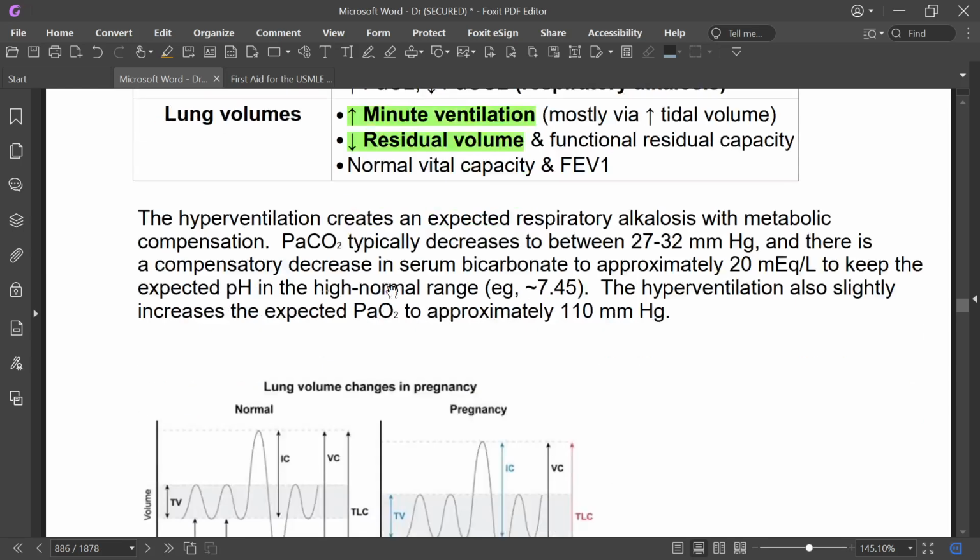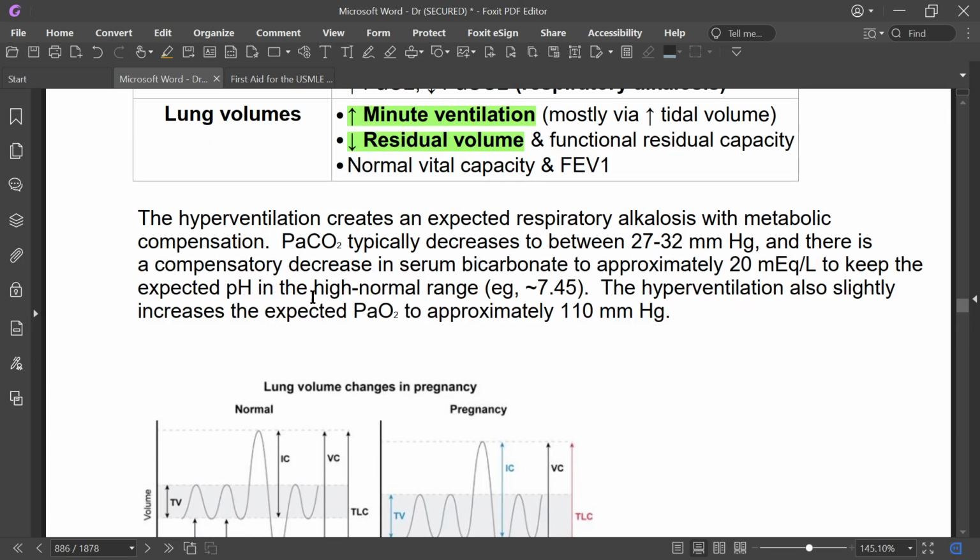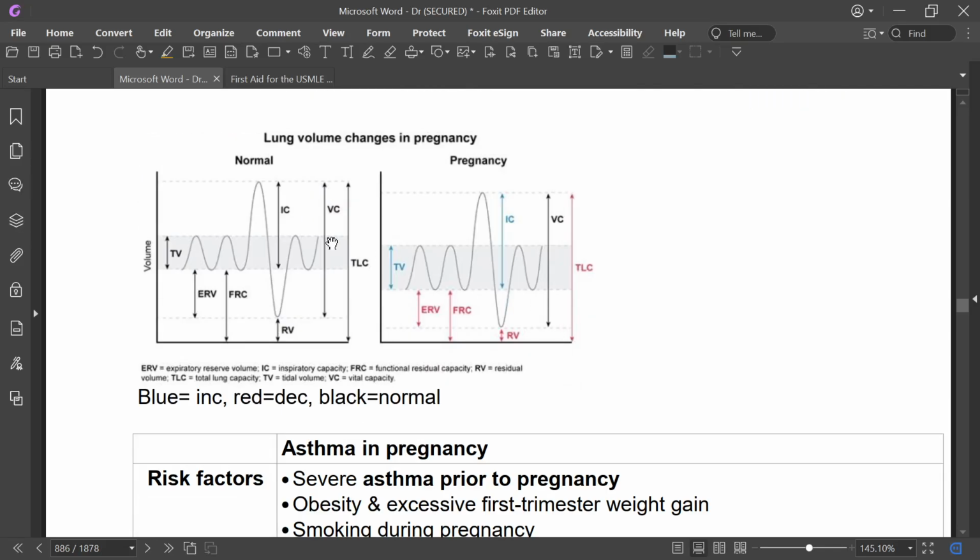The hyperventilation creates an expected respiratory alkalosis with metabolic compensation. PaCO2 typically decreases to 27 to 32 millimeters of mercury, and there is a compensated decrease of bicarbonate to approximately 20 milliequivalents to keep the pH in the high normal range. The hyperventilation also slightly increases the expected PO2 to approximately 110 millimeters of mercury. This is the lung volume.